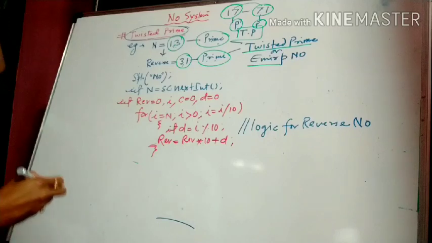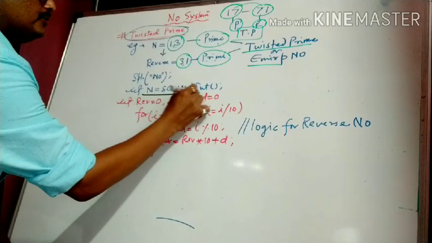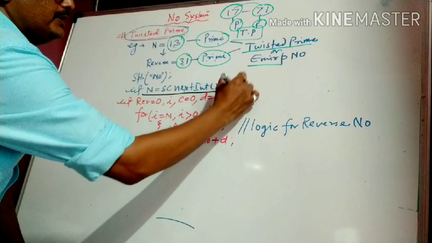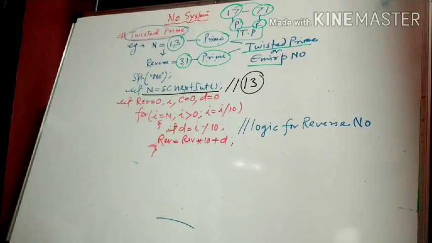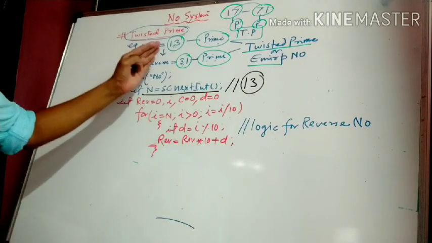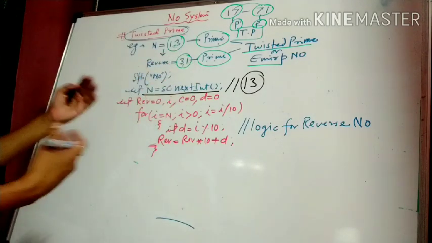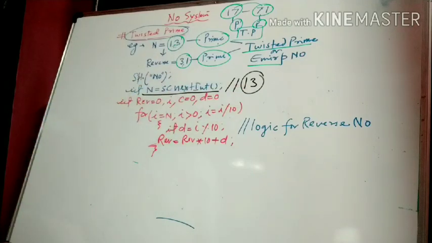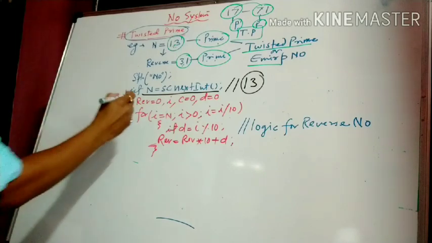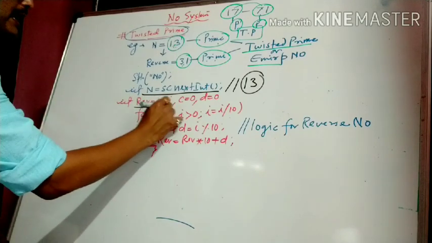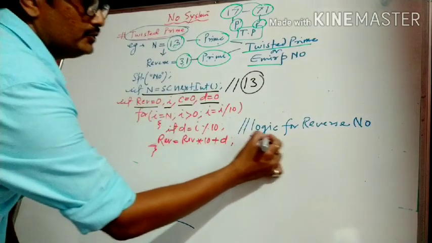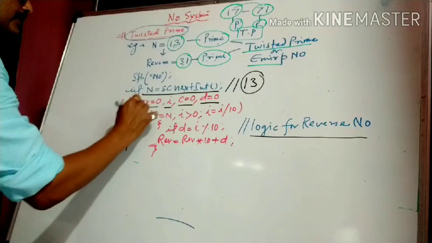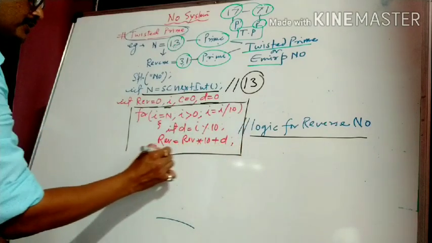Here I input a number, n is equal to sc.nextInt(). The number I input, suppose, is 13. You can input any number. To dry run this program, I am inputting 13. Now what I am doing here: I take some variables, reverse is equal to 0, c equal to 0 and d is equal to 0. This is the logic to reverse a number.